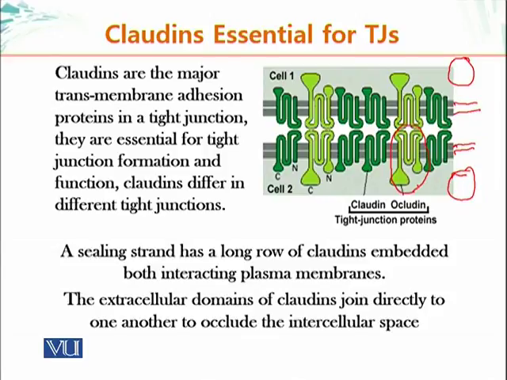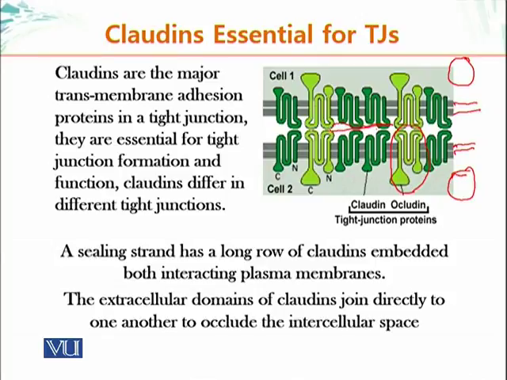A sealing strand has a row of claudins embedded in both the interacting plasma membranes. The extracellular domains of claudins join directly to one another to occlude the intercellular space. So this interaction is going to prevent any material from getting through. So the space here is very, very tight.